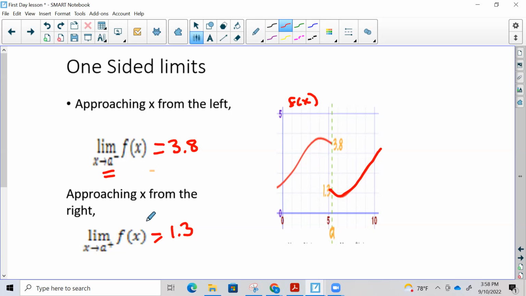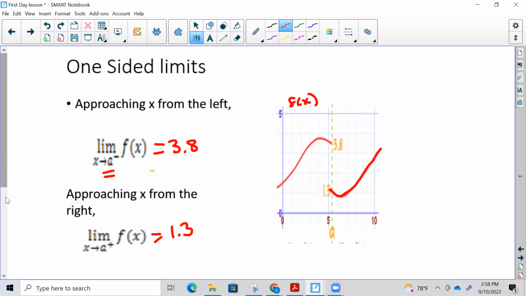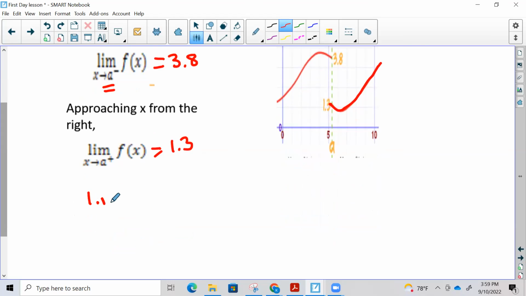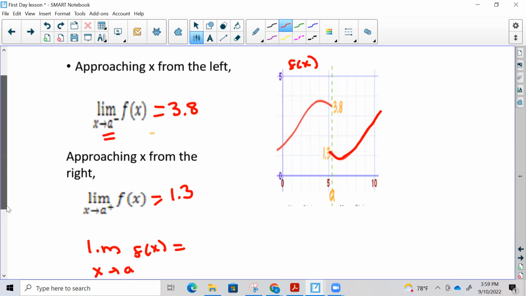So we have a left limit and a right limit, and we only want the left or right limit if they have the minus or the plus sign. If they just said the limit as x approaches a of f of x, that's the limit of the entire function at a. For this to exist, these two values have to be equal. The left-hand limit has to equal the right-hand limit.